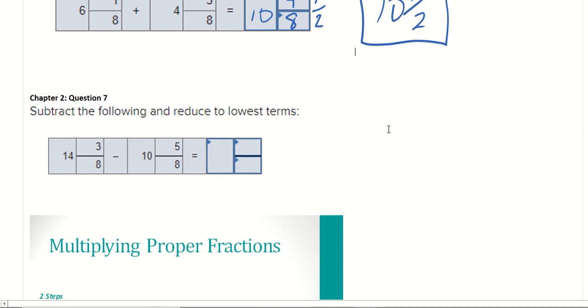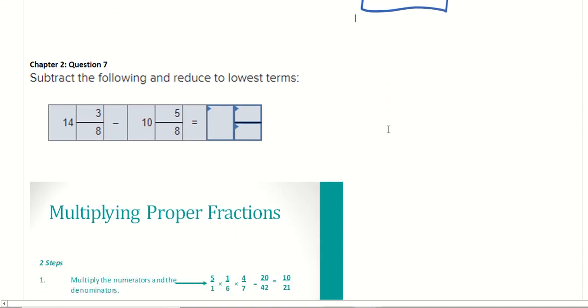Okay. Here's the last one. Subtract the following and reduce to lowest terms. I'll pause it, or you can pause it, and then we'll get started. So we are going to look at doing this one. Basically, if we put this up, I'll do it over here. So we're going to have 14 3/8 minus 10 5/8. Well, we can't do that.